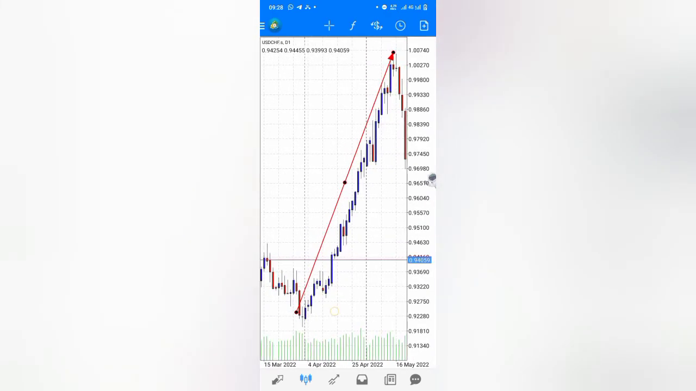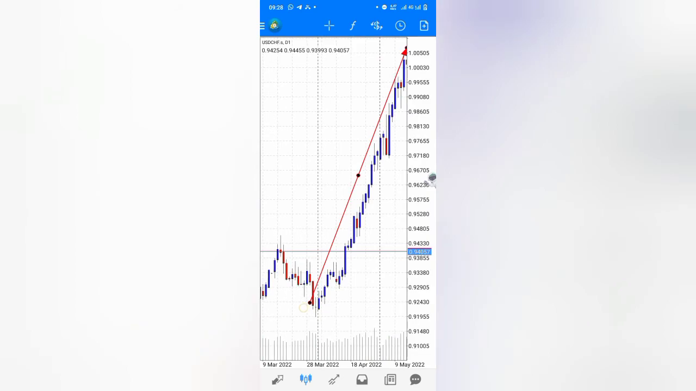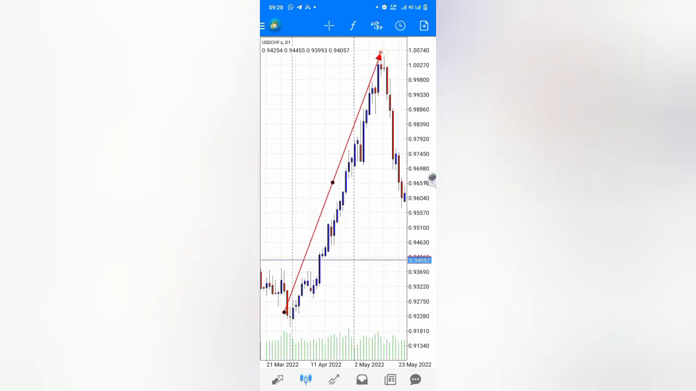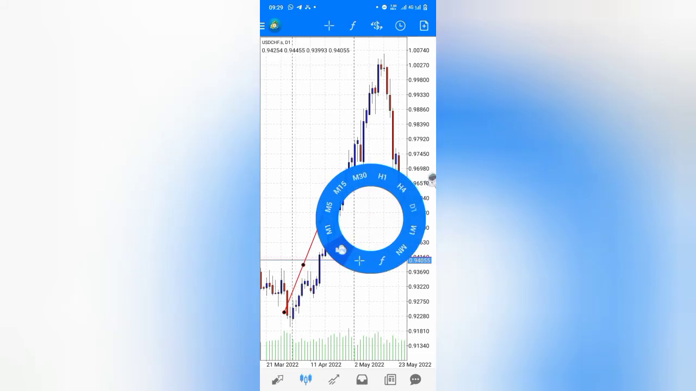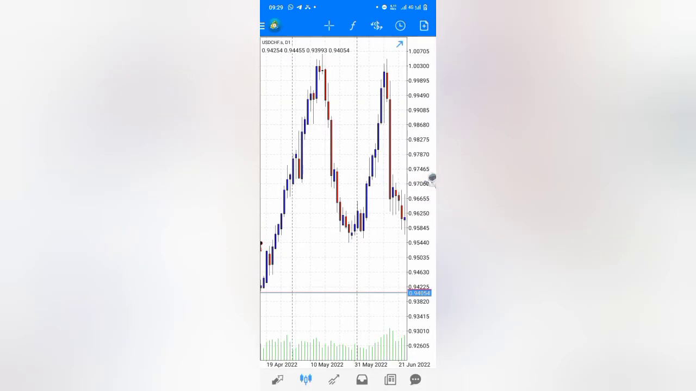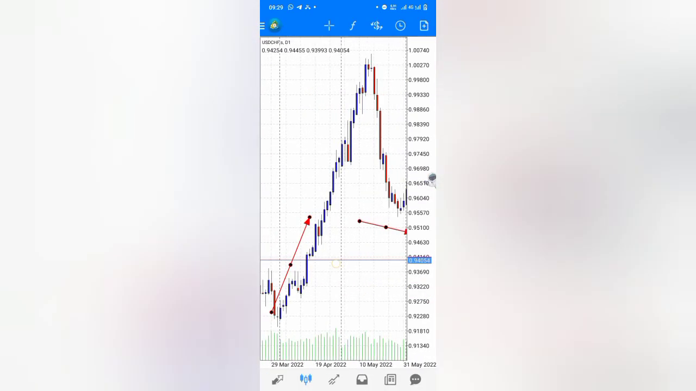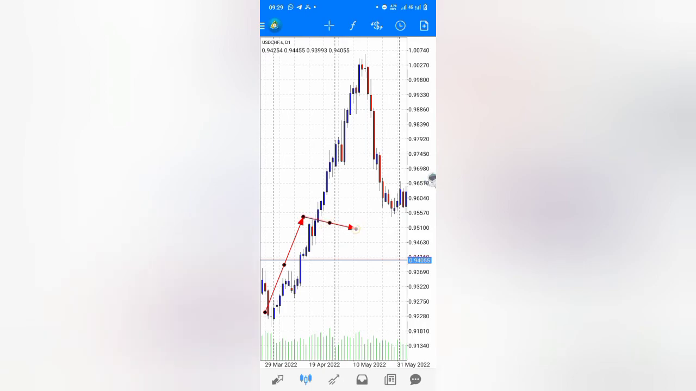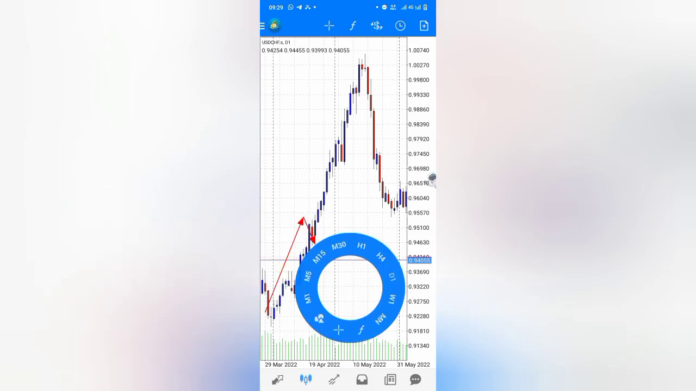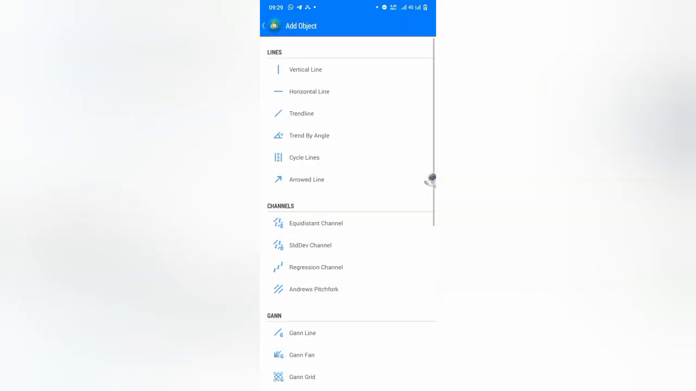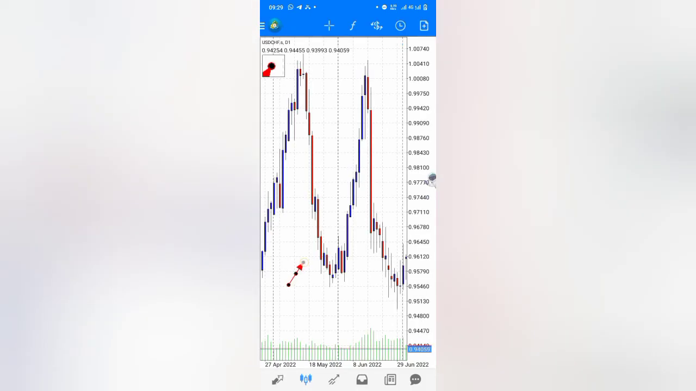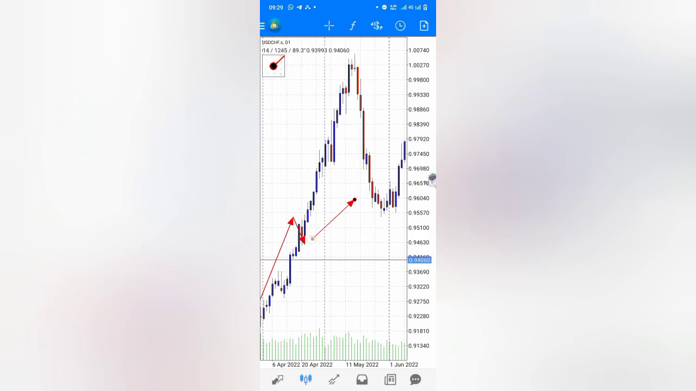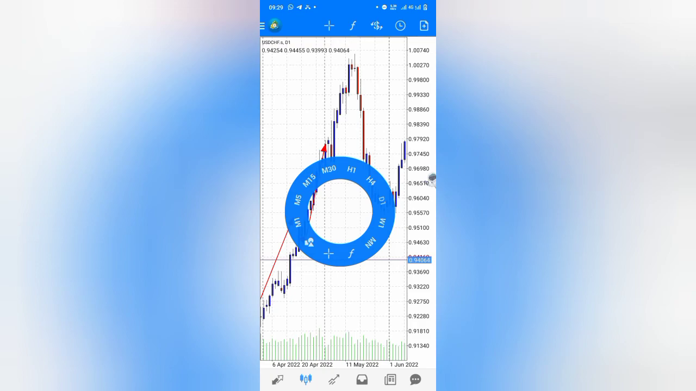So there's a criteria for you to know the uptrend. You can see that the market is making a higher high here, higher high here, higher high here, and a higher low. Let me just draw it out for you to see. The market still makes another new higher high here. See it?